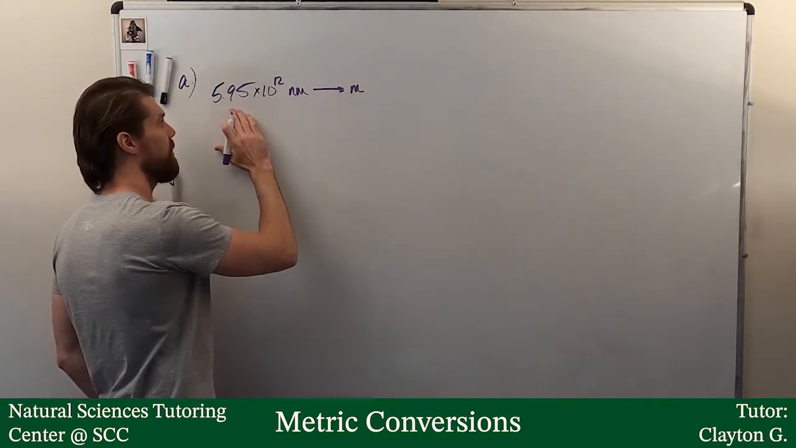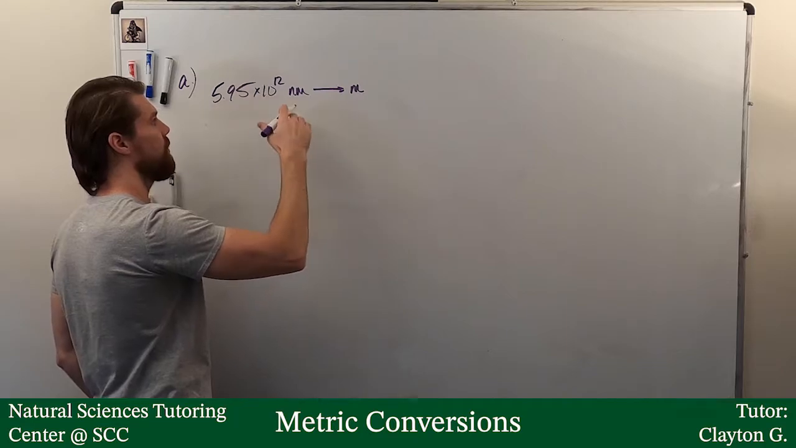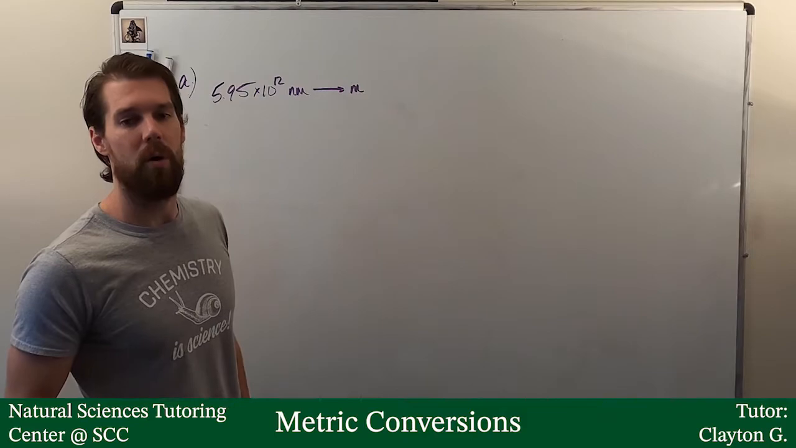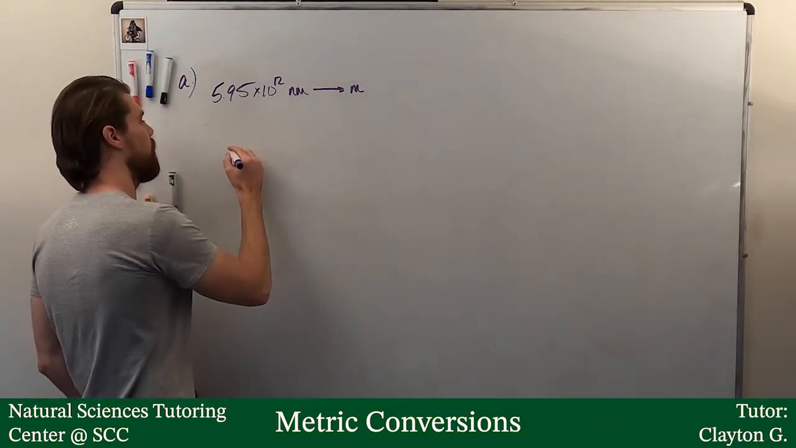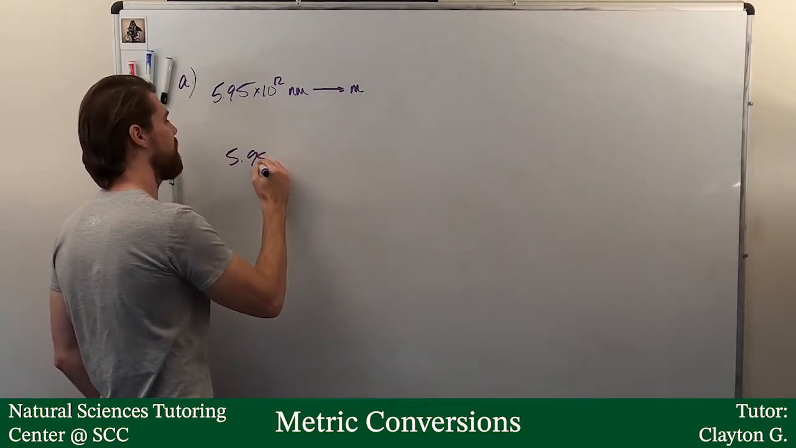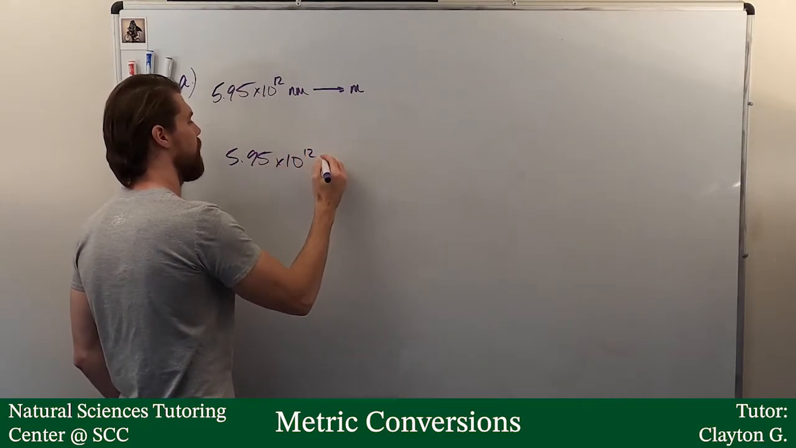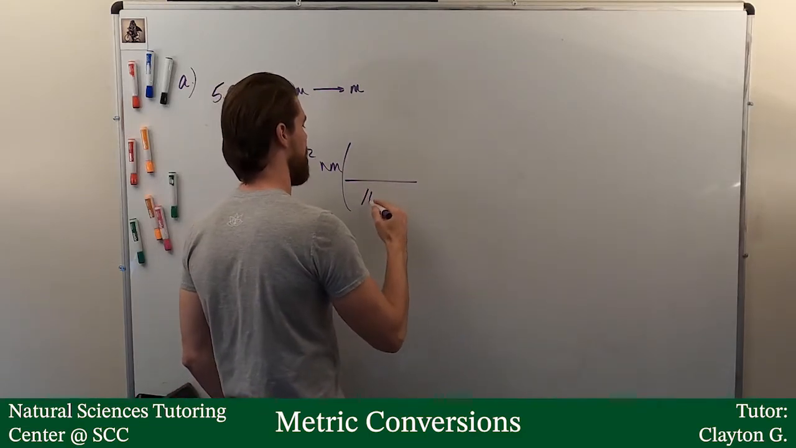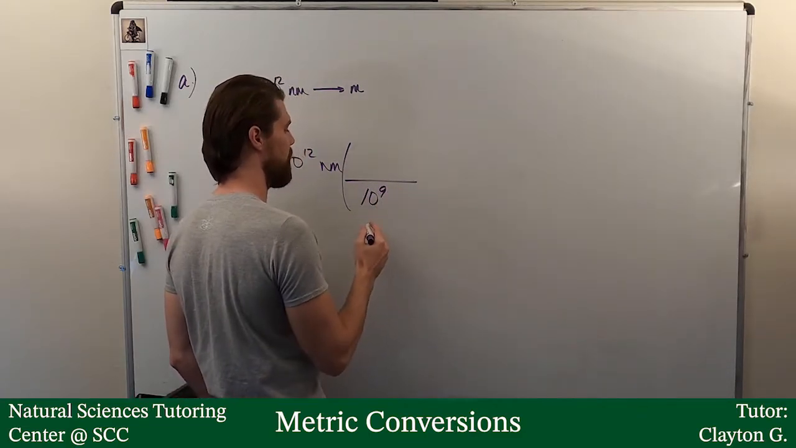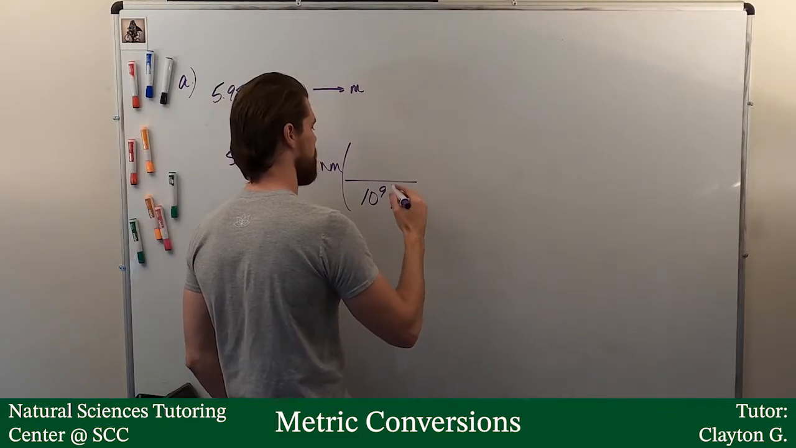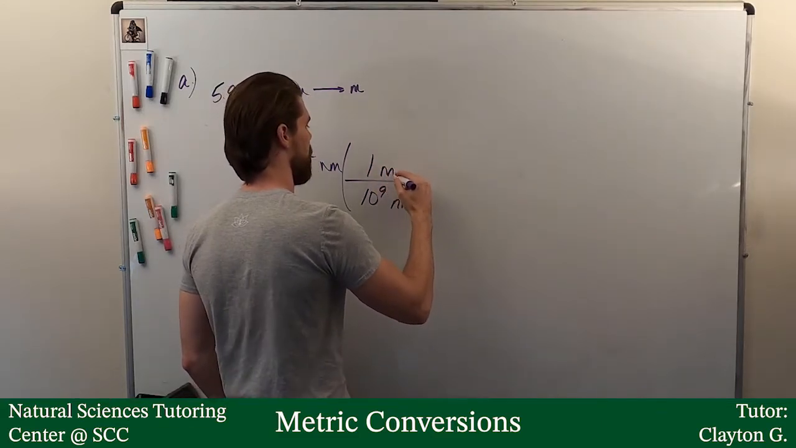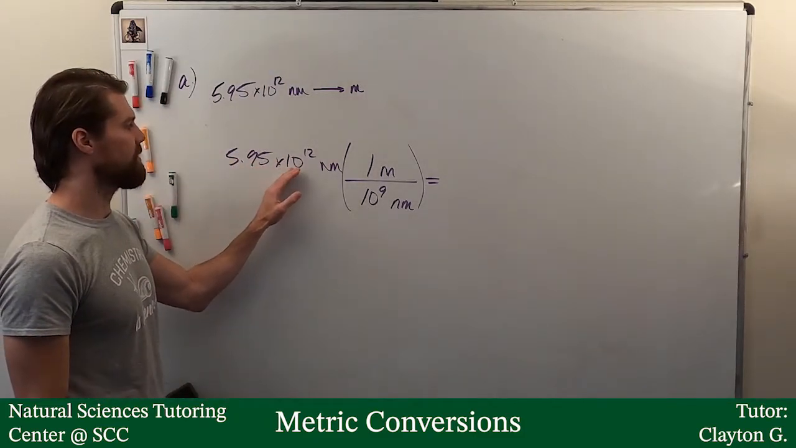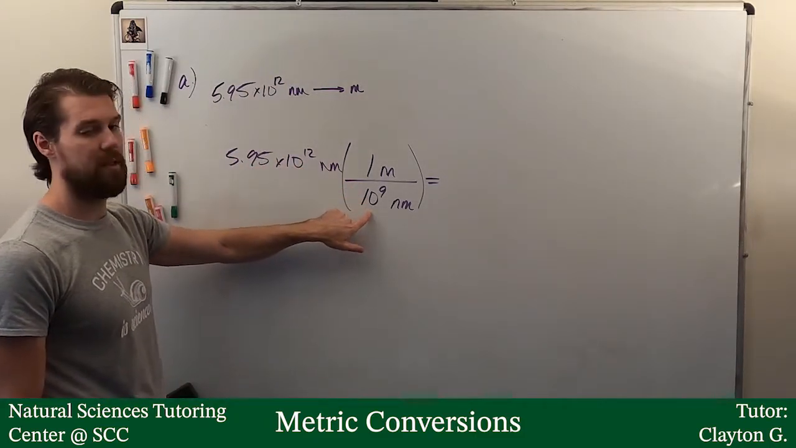We're going to convert 5.95 times 10 to the 12th nanometers to meters. All we need to do for these is know our conversions. So let's go ahead and do that. 5.95 times 10 to the 12th nanometers. I know that there are 10 to the 9th, that is a billion nanometers for every 1 meter. So 5.95 times 10 to the 12th divided by 10 to the 9th.